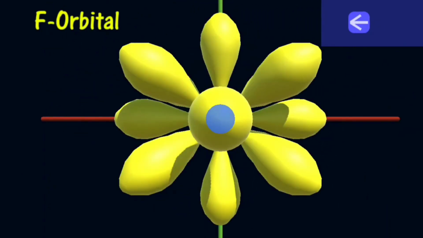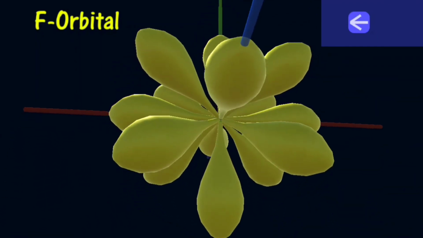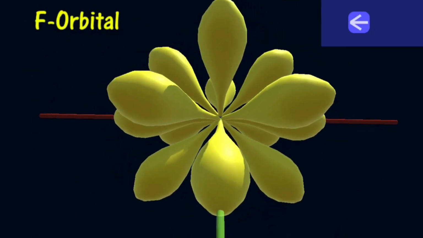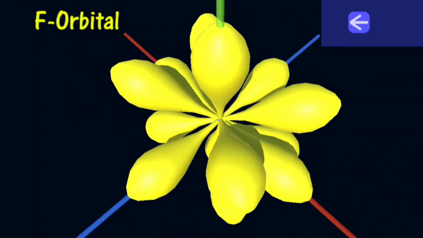F orbitals are very complex and difficult to describe with words. It is oriented in 7 different ways, and each orientation can hold 2 electrons. Therefore F orbitals together have 7 degenerates and can hold a maximum of 14 electrons.